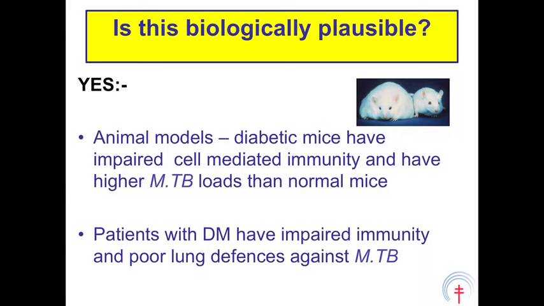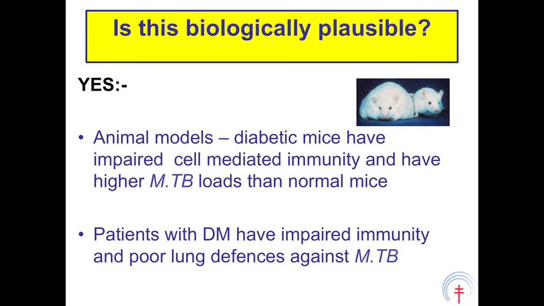So I think we have to first ask, does this biologically make sense? And the answer is it does. We have animal models. For example, you can make mice diabetic. Those mice have impaired cell-mediated immunity. And if you infect them with Mycobacterium tuberculosis, they have much higher loads of MTB compared with normal mice.